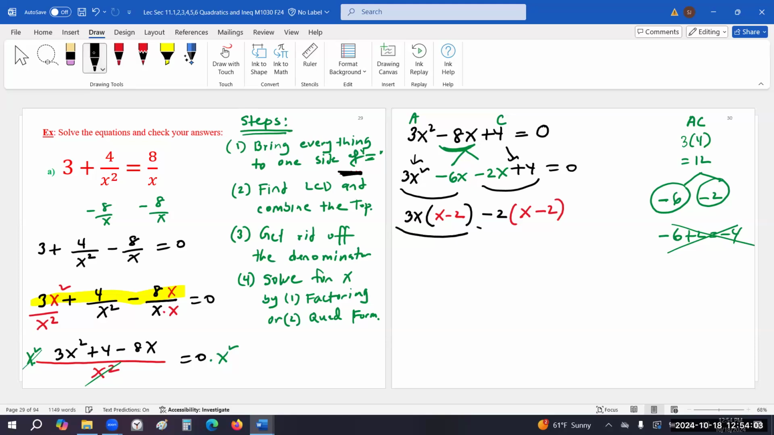But we still have our 2 groups. So in both groups, do you see something in common? Yes. What do you see? x minus 2. So this time we pull out x minus 2. So what is left in the first group? 3x, and the second group is minus 2, and they all equal 0.